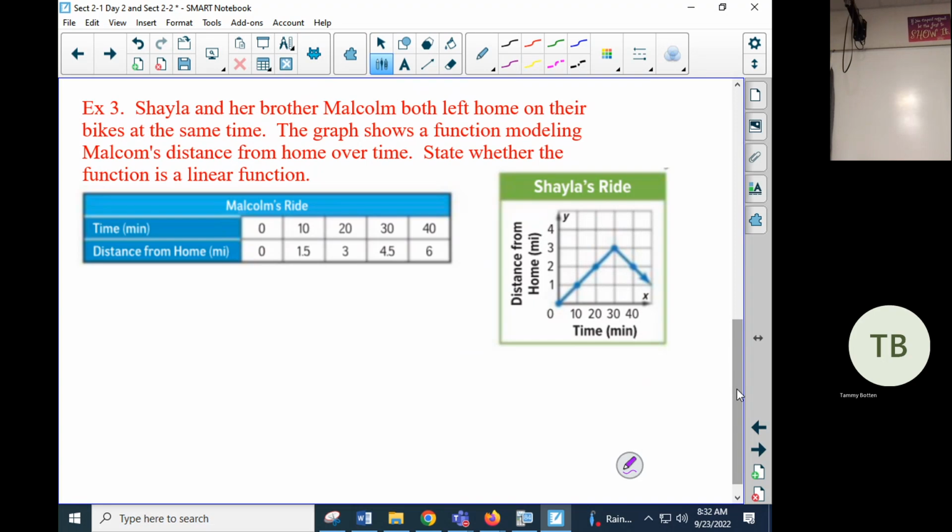This is not a straight line. This is 2 straight lines. So this is not a linear function. Okay, linear is just 1 straight line.